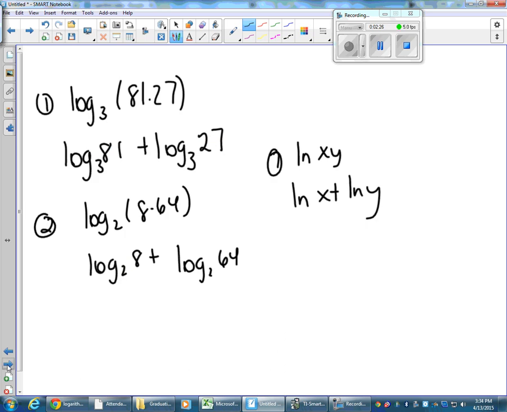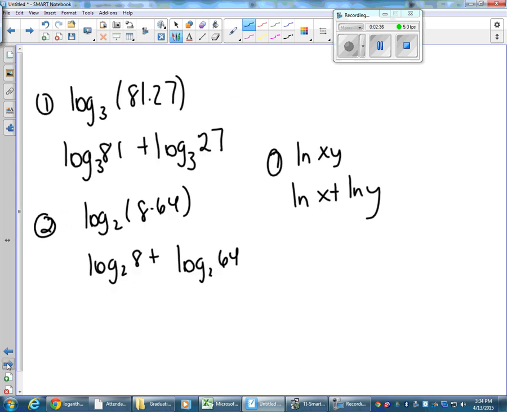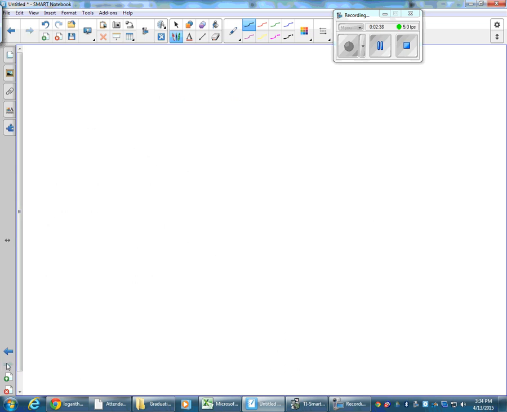The next thing says express as a product. So these are actually going to be using rule 3, where they're written like this, and we're going to write it as a product. So like if I were to do number 9, number 9 says the log base b of t cubed, and we'll take this 3 off and move it to the front. So that would be 3 times the log base b of t.